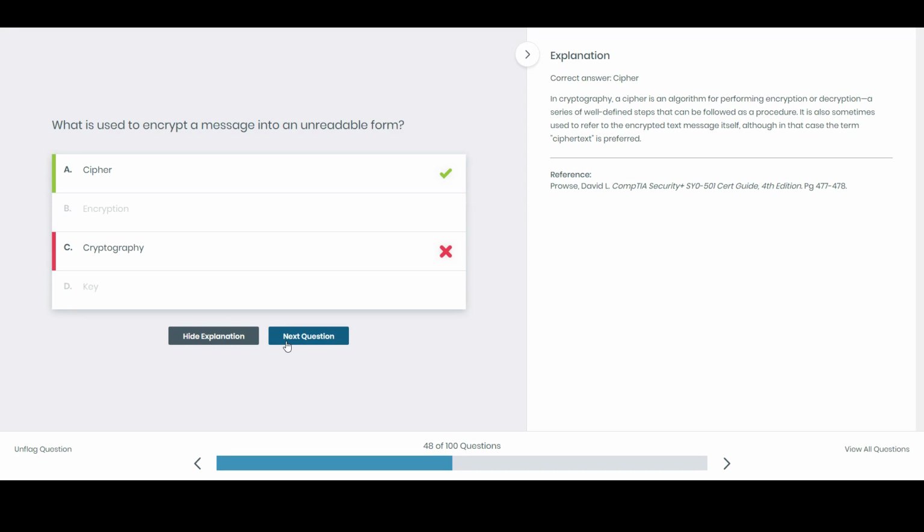What is the use of encrypt? Oh, encrypt a message into an unreadable form. Okay, gotcha. My mistake.